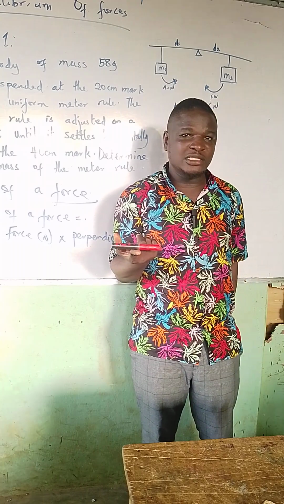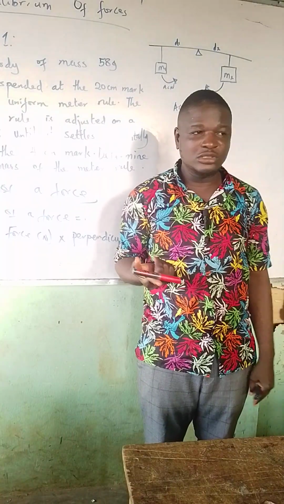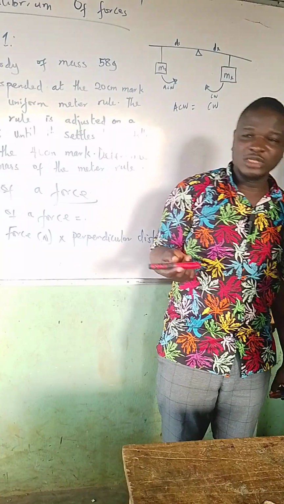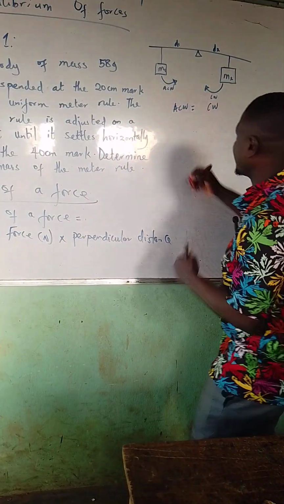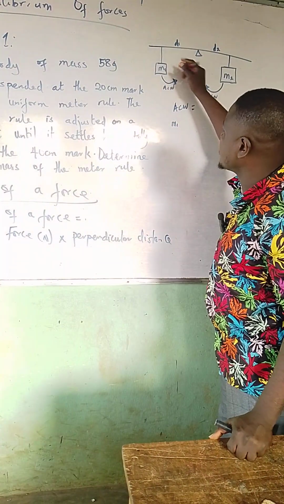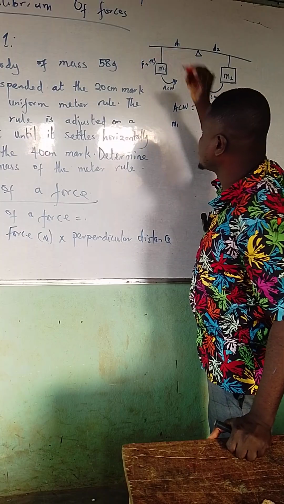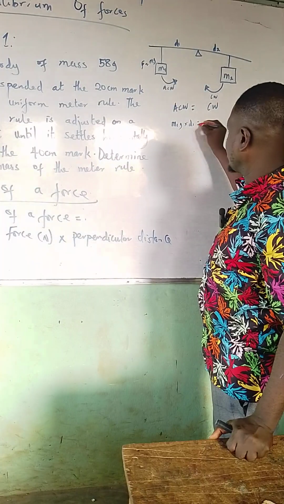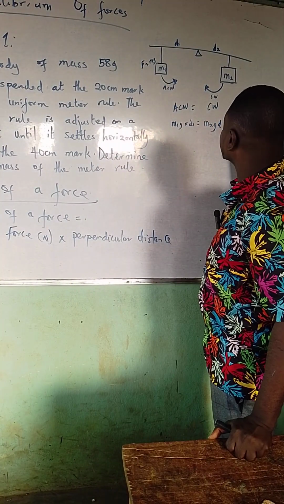The sum of the clockwise is equal to what? Anticlockwise. Instead of listening, you are busy looking at me. So when this thing moves like this, anticlockwise, that's why we say M1. You have to convert this one to force because force is equal to mg. So m1g times the distance d1 is equal to m2g times the distance d2.